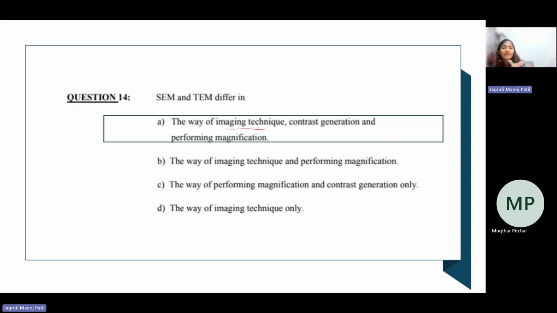Exactly, those things only. Because in SEM you no longer have those objective lenses, whereas you have them in TEM, so you can control the contrast from there. Here you no longer play with the diffracted beams. It's just your direct beam of electrons that is going and getting reflected back. Okay.